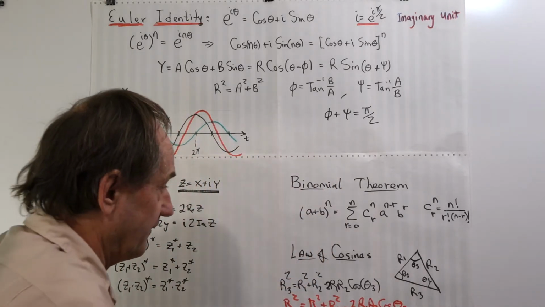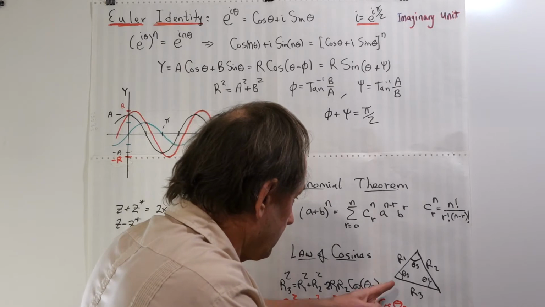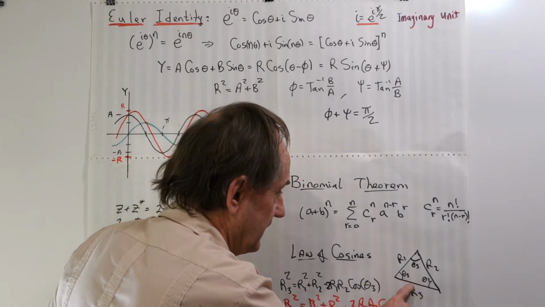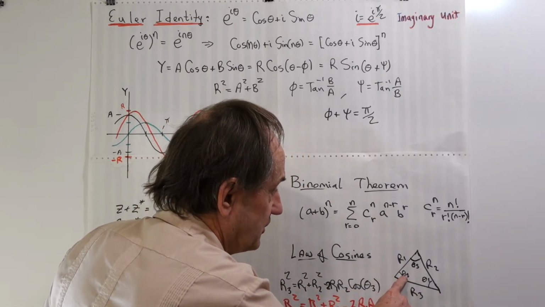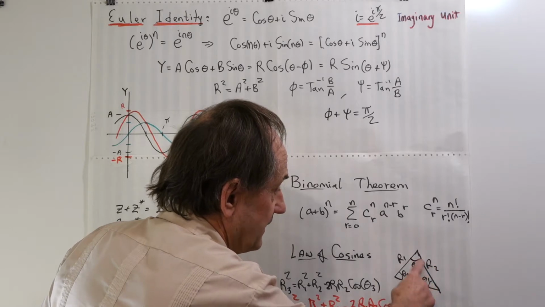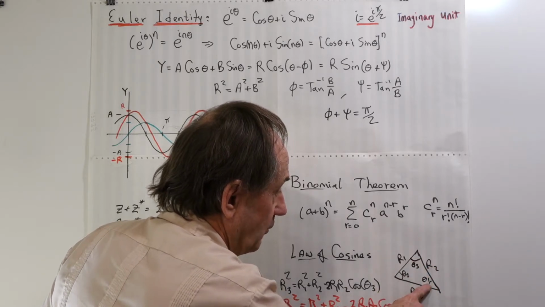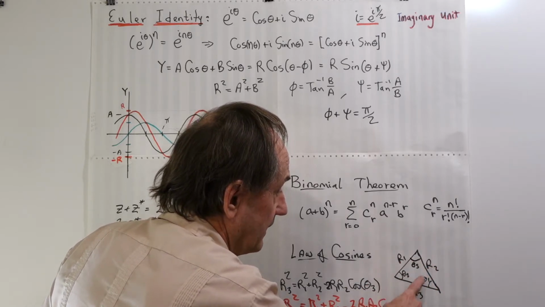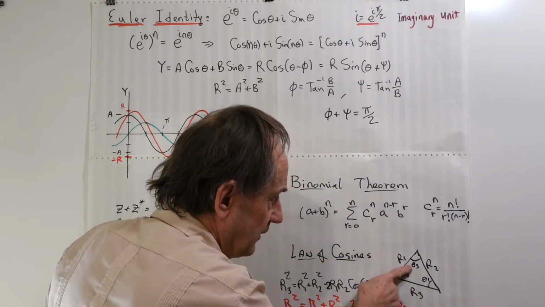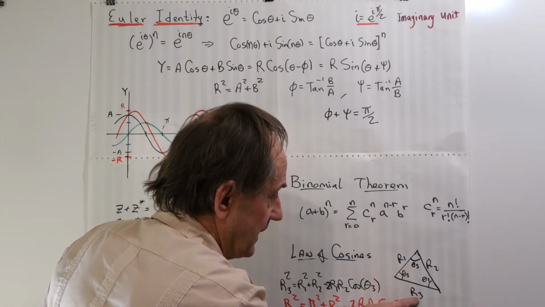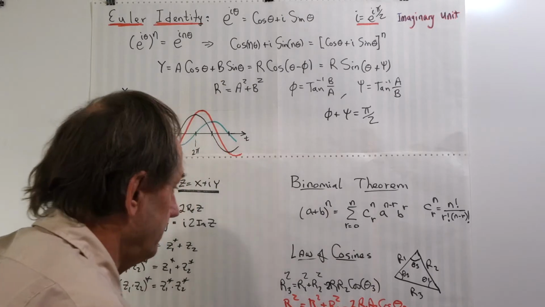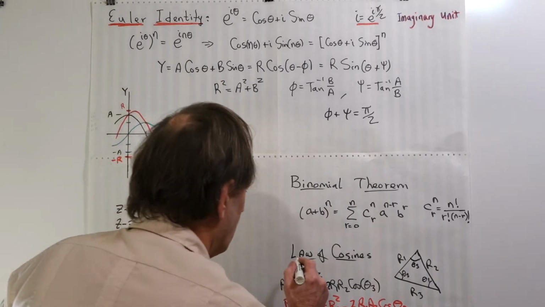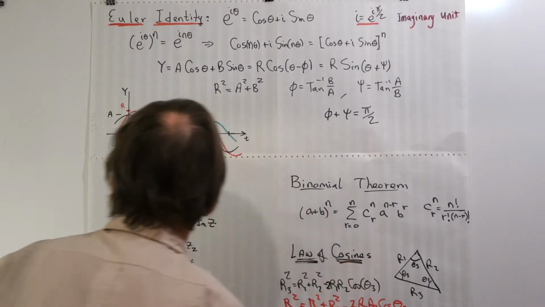So the way I have things designated here is angle theta 2 is opposite side R2, angle theta 1 is opposite side R1, angle theta 3 is opposite side R3. So this is the law of cosines.